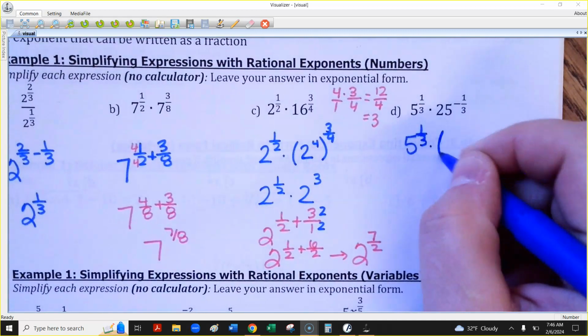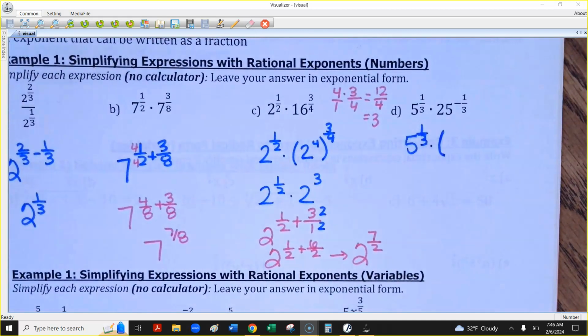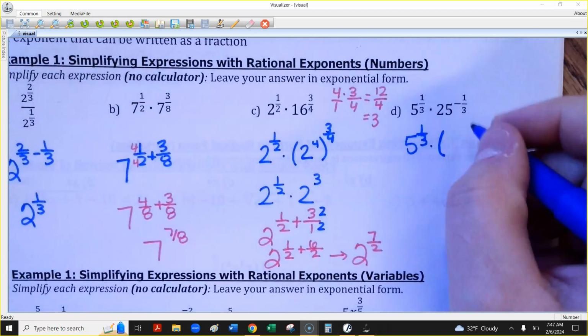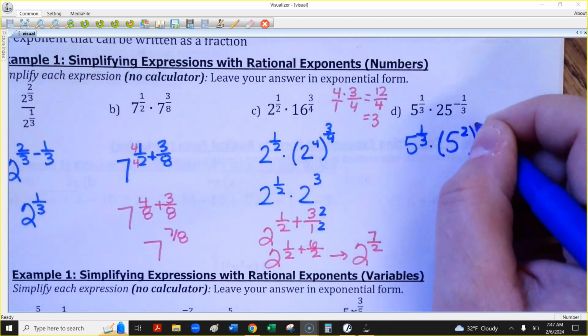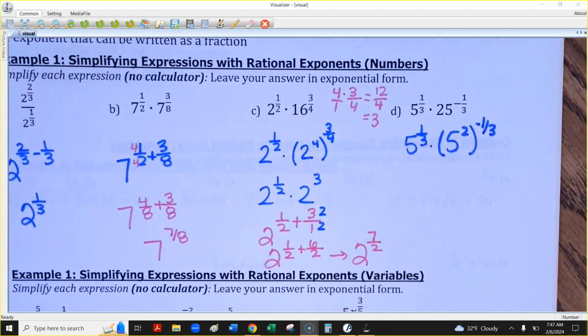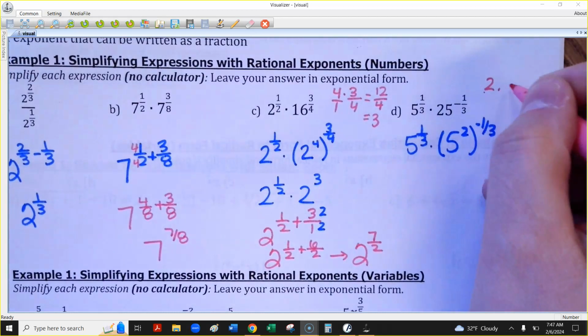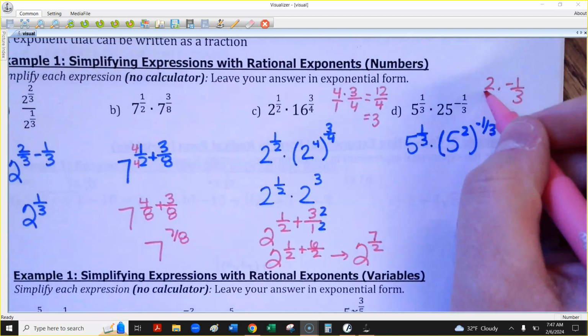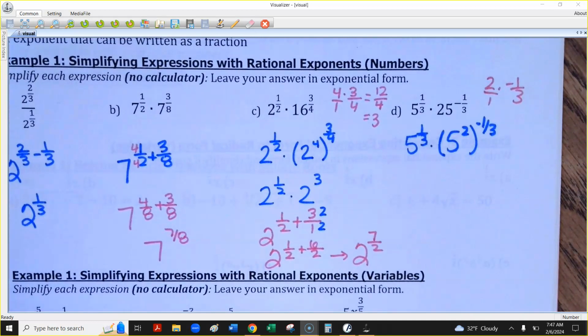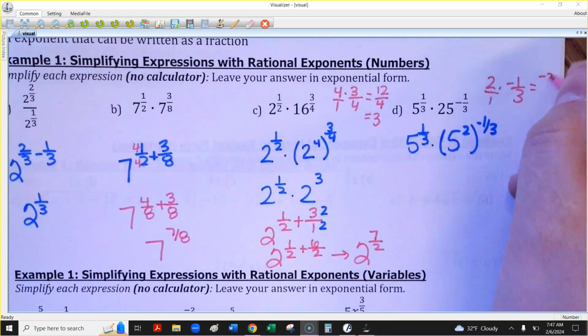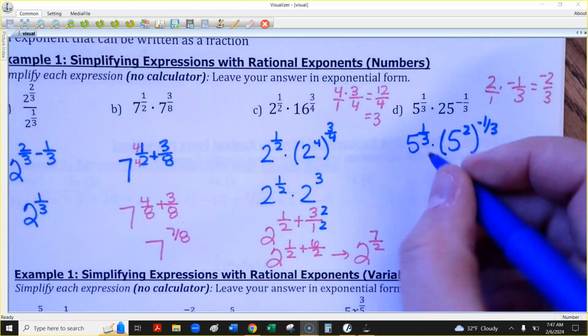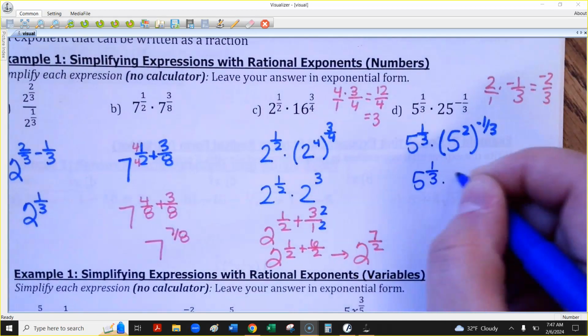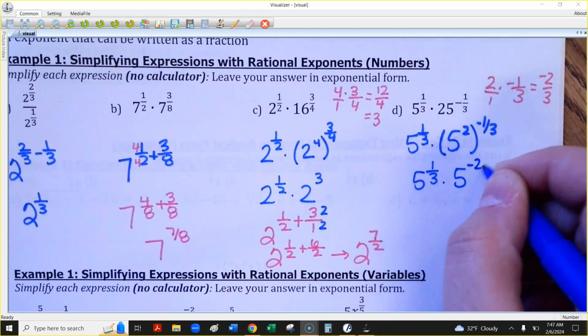Can anybody think of how to write 25 as 5 to a power? What do you think? Heck yeah, 5 squared. All right, now, don't worry about the negative. We'll deal with that in a second. So, power to a power there, I'm going to multiply those exponents. So that 2 is going to get multiplied by negative 1/3. Now, you don't have to, but you can write it over 1. That actually is just going to give you negative 2/3 as the exponent. So I have 5 to the 1/3 times 5 to the negative 2/3.